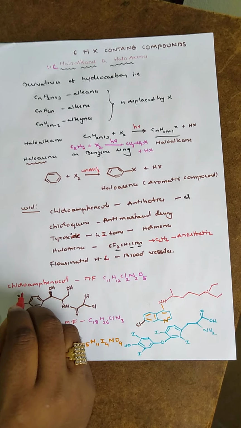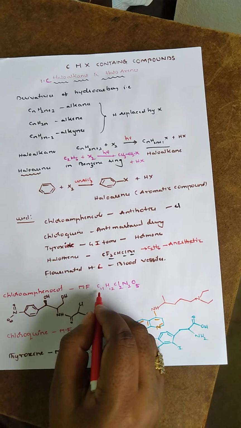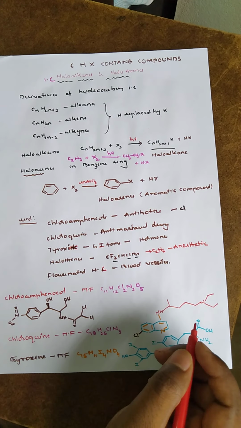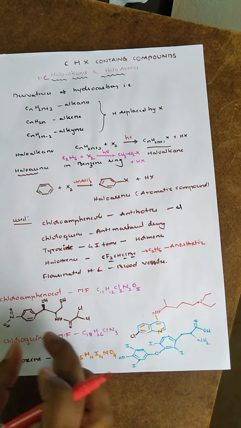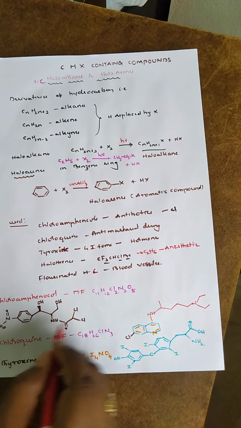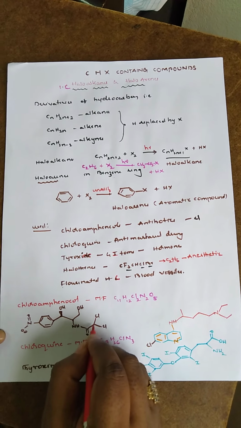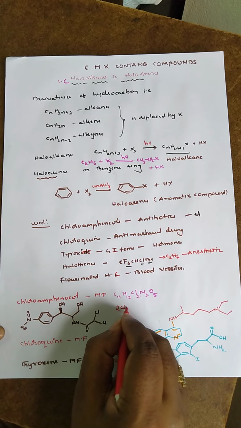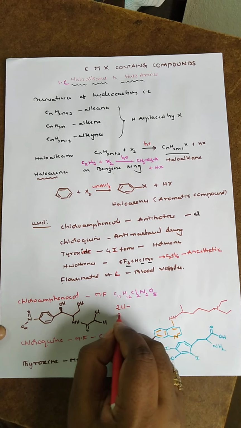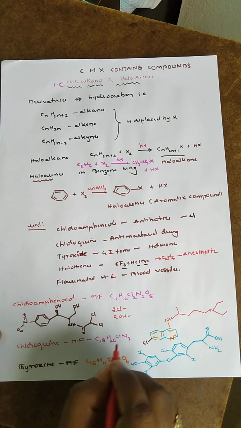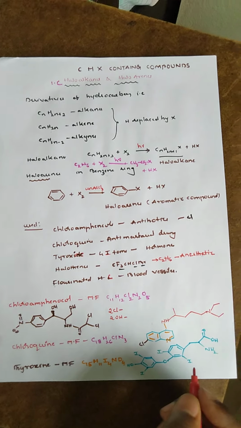See the structure of chloramphenicol. Its molecular formula is C11H12Cl2N2O5. Let's see the structure, and we should know how many chlorine atoms are present in chloramphenicol. In chloramphenicol, 2 chlorine atoms are present, 2 hydroxyl groups are present, 1 benzene ring is present, and 1 NO2 group.